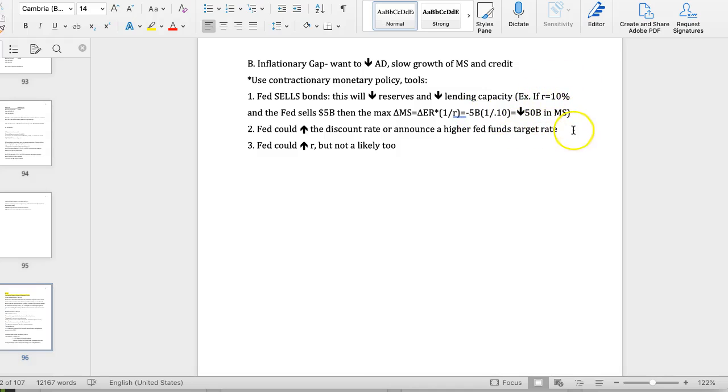So we're going to plug in what we know and we're going to solve for what we don't know. So we know the change in excess reserves is $5 billion. That's what was taken away from the banking system times 1 over 0.10, which is the required reserve ratio. So that means that if the Fed sells $5 billion in bonds, that will lead to a $50 billion decrease in the money supply if the required reserve ratio is at 10%. That's the open market operation.